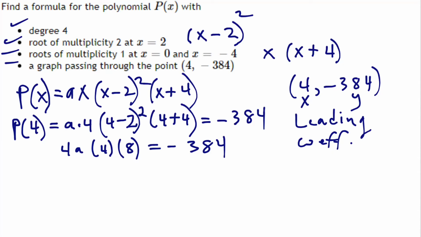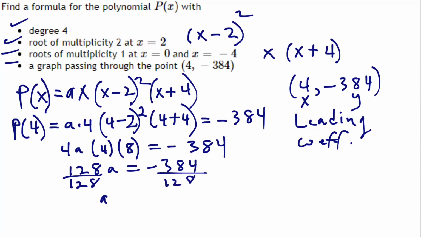All right, so let's just keep simplifying here. So I've got 4 times 4 is 16. 16 times 8, that's 128. So on the left-hand side, 128a is equal to minus 384. So I'm going to solve for a here. So that's a is equal to negative 3. Okay, so this is my leading coefficient.